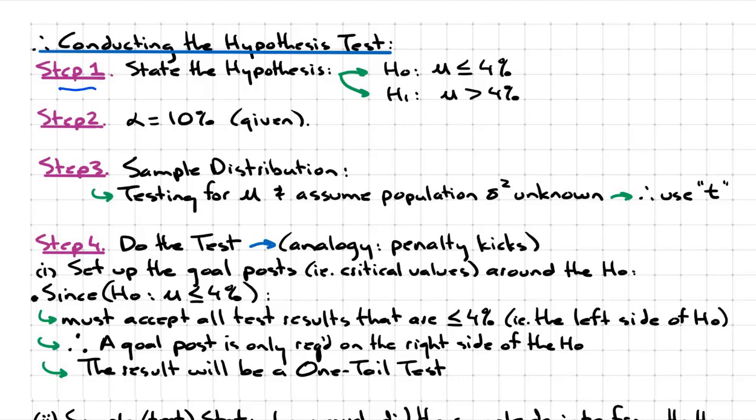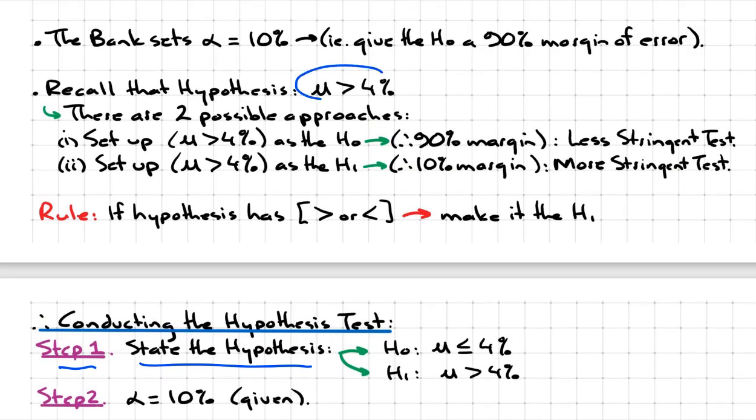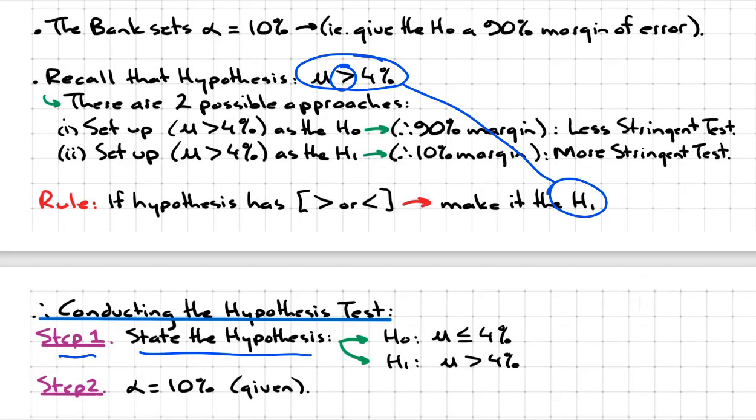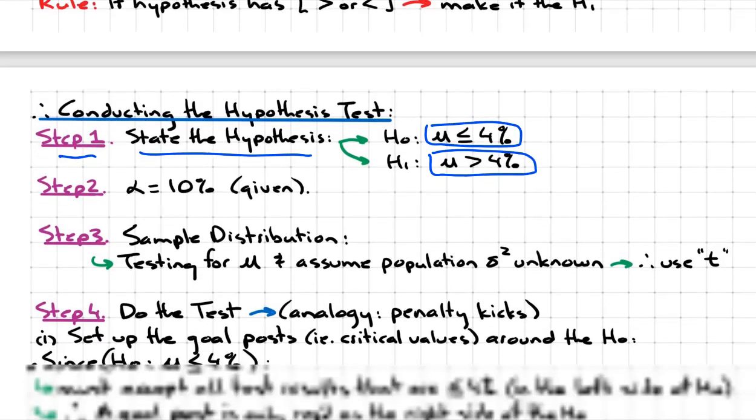And here it is. Step 1, we state the hypothesis. Now the hypothesis was that the population average is greater than 4, but since we see an inequality, we make it the alternative. And that's exactly what I did here. I took that hypothesis and I made it the alternative. Therefore, remember the alternative and the null are complements to each other. So if the alternative says the average is greater than 4, the null would say that the average is less than or equal to 4.